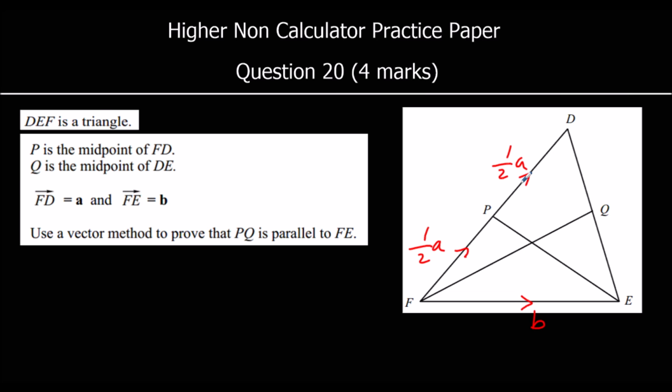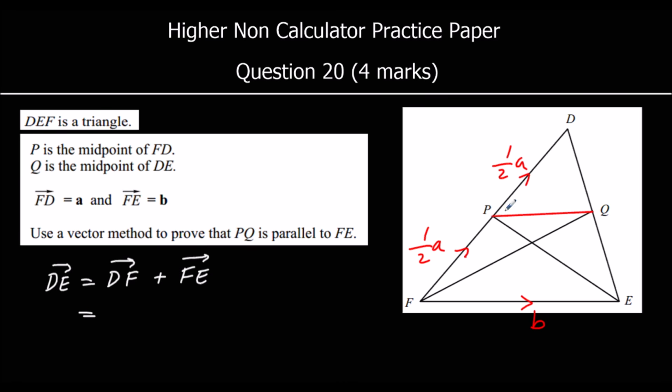Use a vector method to prove that P to Q, this line, is parallel to F to E. So I need to work out what P to Q is. To do that, I'm going to work out D to E first. So D to E, I can't go straight down because I don't know what it's called. So if I go backwards to F and then along to E, D to E is the same as D to F and then F to E.